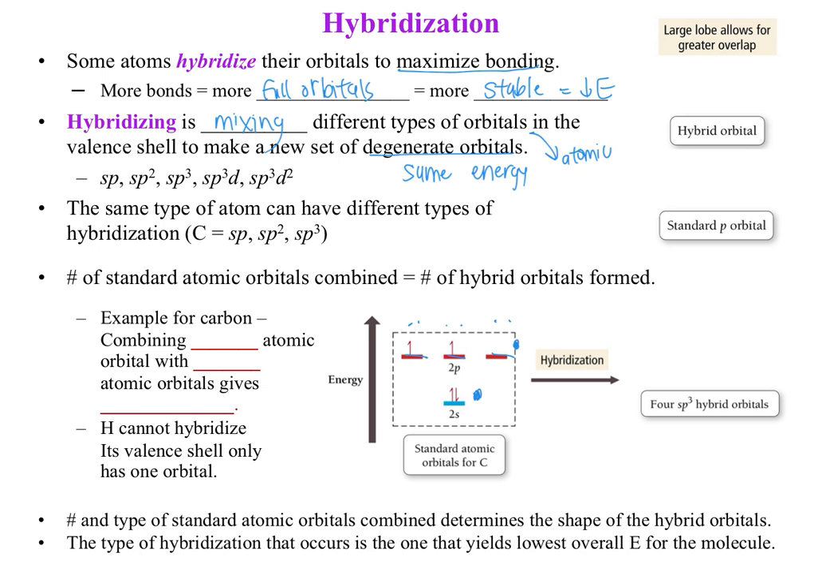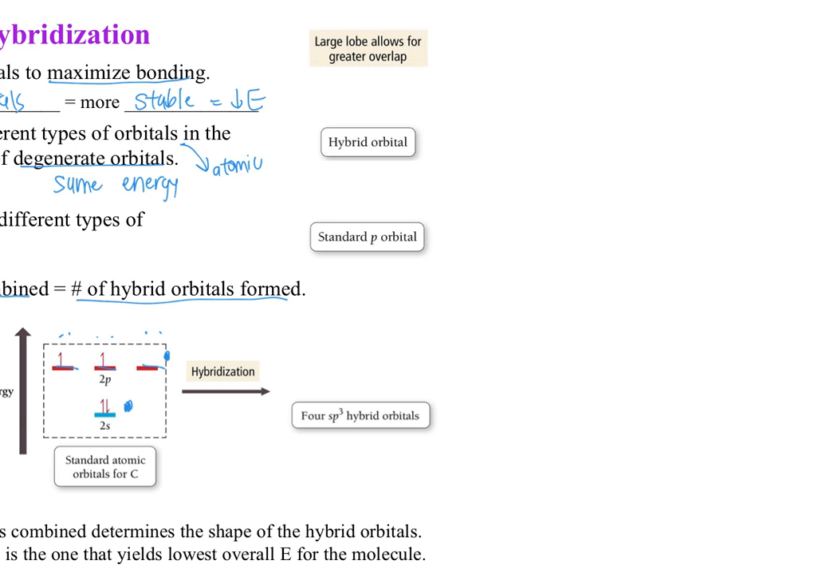Different atoms, or some atoms, can have a variety of hybridization, and it just depends on what other atoms are combining with it. But the key thing is the number of orbitals that come in are the number of hybrid orbitals that are going to come out.